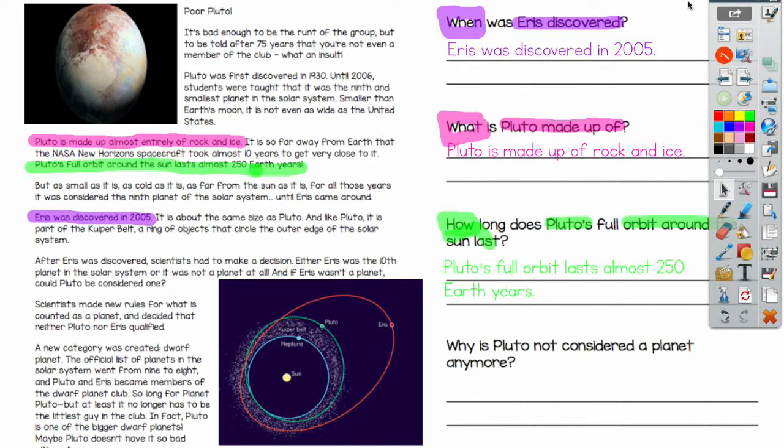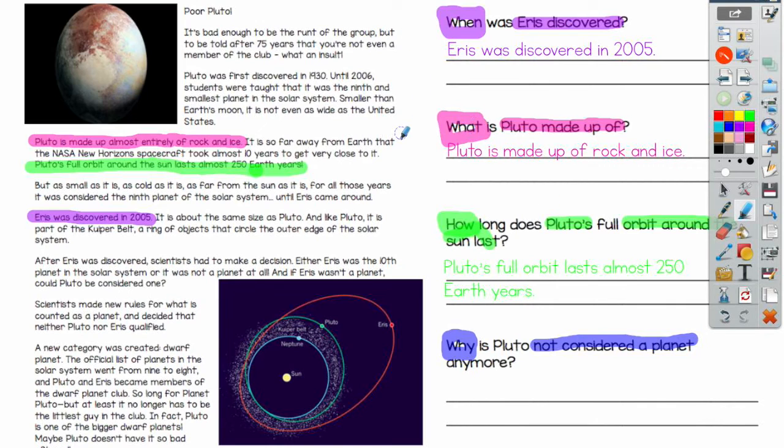Okay, guys, now we're on our last question. Our last question is, why is Pluto not considered a planet anymore? So I'm going to box in my 5W, which is why, to remind myself that whenever we're answering a why question, we have to think of a reason or a purpose mentioned in the story. So what we're talking about here is, why is Pluto not considered a planet anymore? What happened? What reason did they have for not making it a planet?